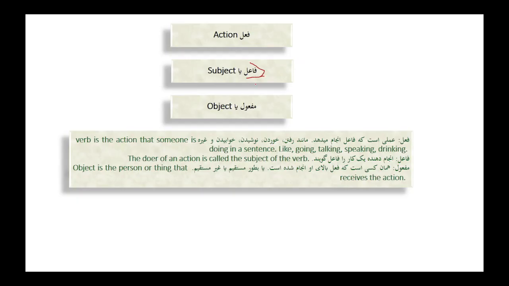The person who receives or the thing who receives the action. I'm doing an action. It is done on one thing or on a person. So that person who gets or receives the action is called object of an action.